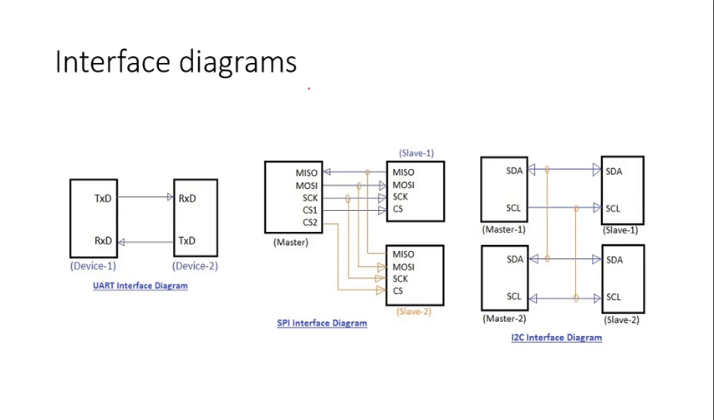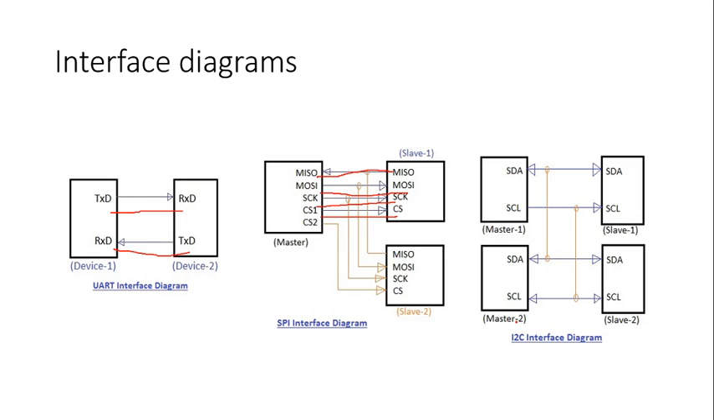Now these are the interfacing diagrams for the 3 interfaces. In the UART, TXD is connected to the RXD and RXD is connected to the TXD. For the SPI interface, the MISO line of the master is connected to the MISO line of the slave. The MOSI line of the master is connected to the MOSI line of the slave. SCK is connected to the SCK of the slave. And chip select is connected to the individual chip select signal of every slave. So this is the connection for the SPI interface.